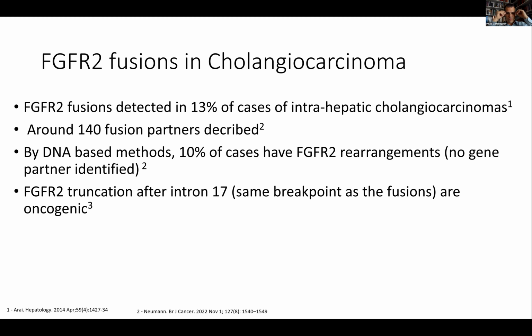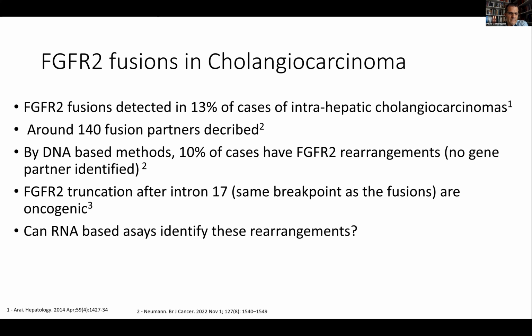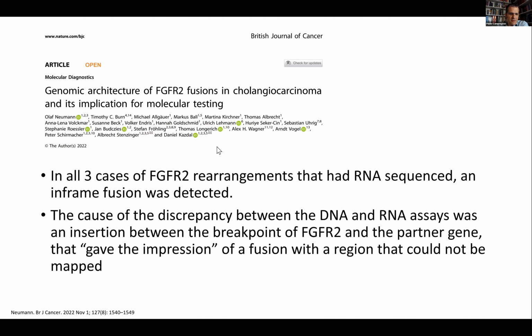And we also know recently that FGFR truncating events after intron 17 are oncogenic. So my concern here was whether I could be missing FGFR2 fusions with an RNA-based assay, whether I could be missing these 10% of cases, right? So we searched in the literature and we found a very, very good article published last year where they really looked into FGFR2 fusion architecture in cholangiocarcinoma.